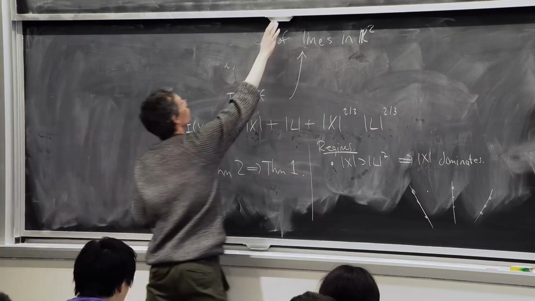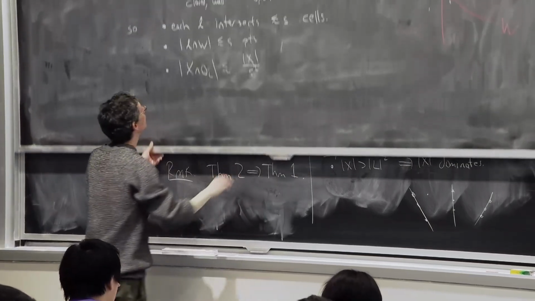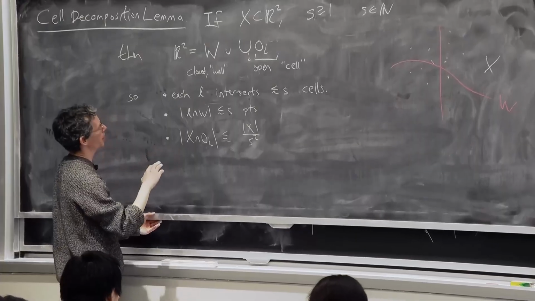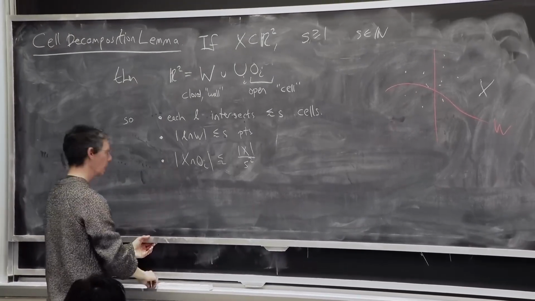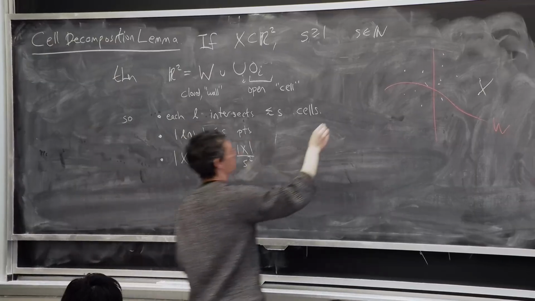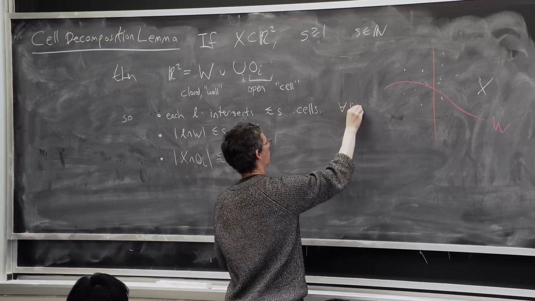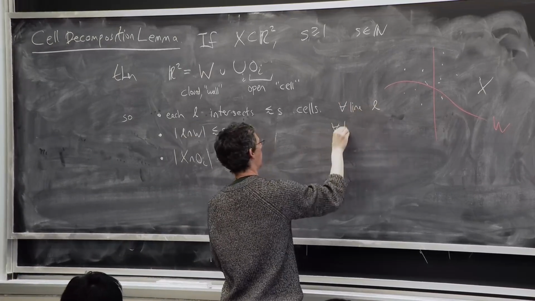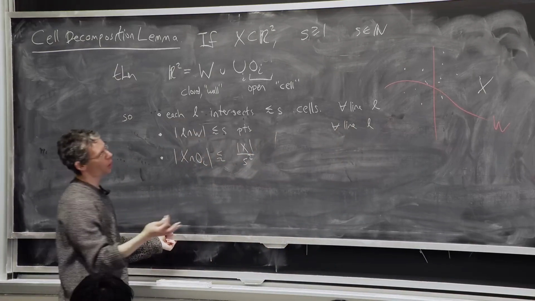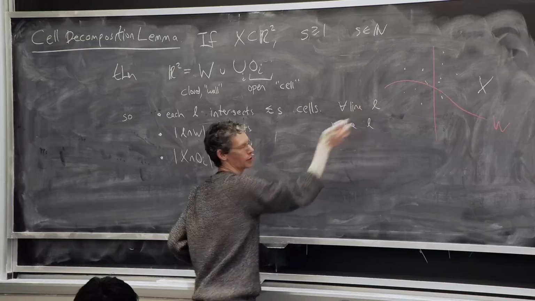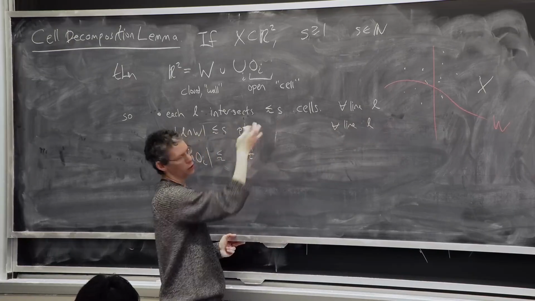Right. So the comment is I didn't say anything about a set of lines. What this means is: for every line L. Now, if we had a set of lines, all we would really need is to have this for the lines from our set of lines. But in practice, it's actually just true for every line.